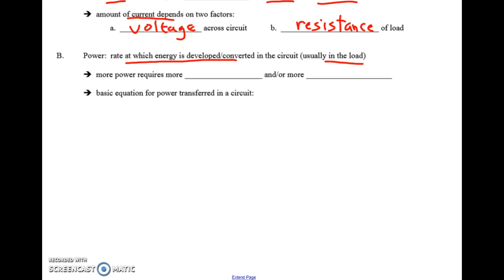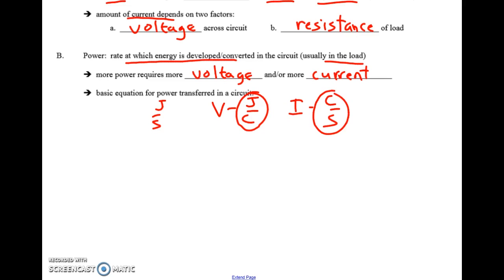Okay, in fact, we can use units. So more power requires more voltage and or more current. All right, so how can we get power from these? Well, let's look at the units. The units of power are joules per second. We know that voltage has units of joules per coulomb, and we know that current has units of coulombs per second. So I don't think it takes too much to figure out that if I have some combination of these 2 measurements that give me joules per second, what would I have to do mathematically? Well, if I multiply them, I see that the coulombs cancel out, leaving joules per second.